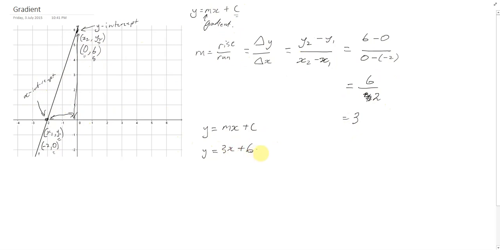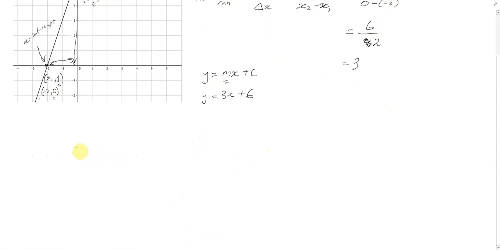Plus 6. There we go. And there's my equation for that graph. So the key point is actually finding this gradient using our rise over run, which is the change in y over the change in x, which gives y2 minus y1 over x2 minus x1. So let's do another quick example.